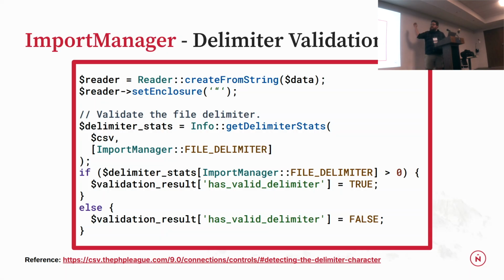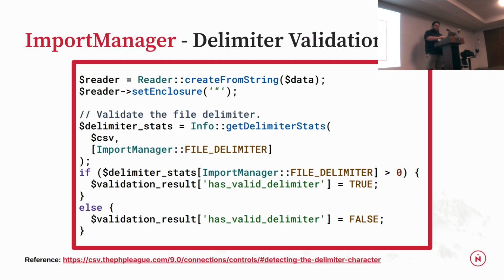But just a little bit of code snippet here. So let's say we get our data. We can create a reader. The reader is coming from League CSV as well, so it's reading in our data. We can set it in enclosure, so we know everything's inside of the double quote. And then we can get those delimiter stats. Oh, sorry, this CSV should say reader, my bad, in the code there.